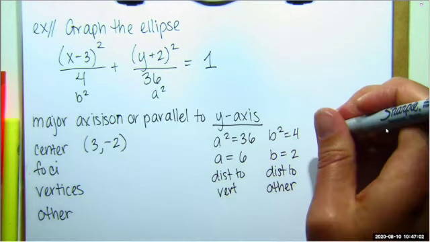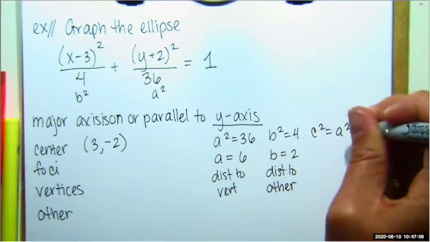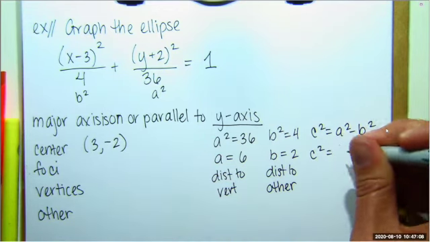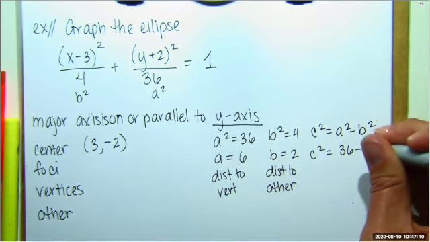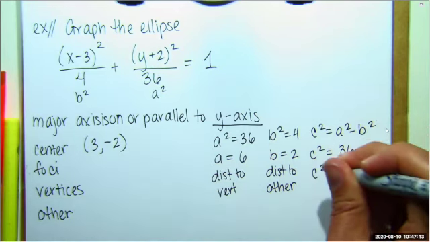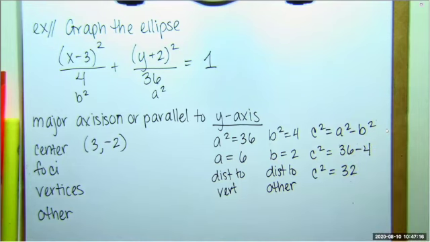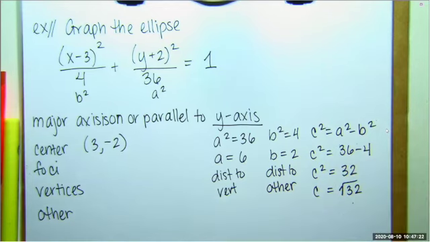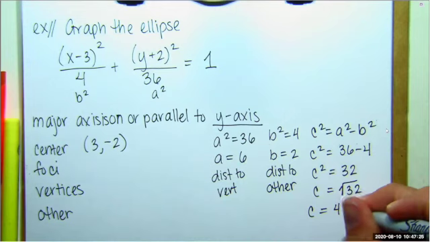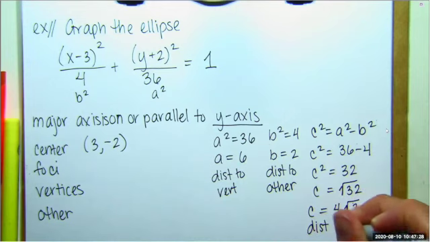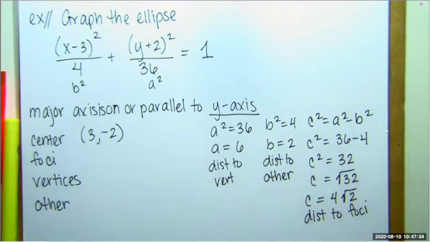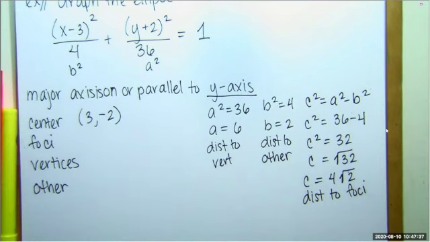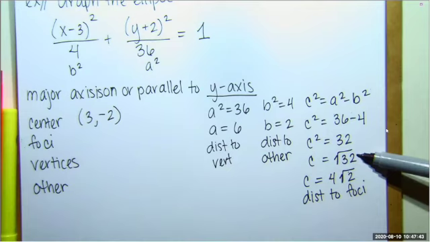The next thing we need to do is find C. So C squared is given by A squared minus B squared. So A squared was 36, B squared is 4. So we get that C squared is 32. Take the square root of both sides, we get C is square root of 32. 32 is 16 times 2, so we get that C is 4 root 2. This is our distance to our foci. So again, if you labeled A squared and B squared backwards, at this point you'd have a square root of a negative, which would remind you to go back and check your work.